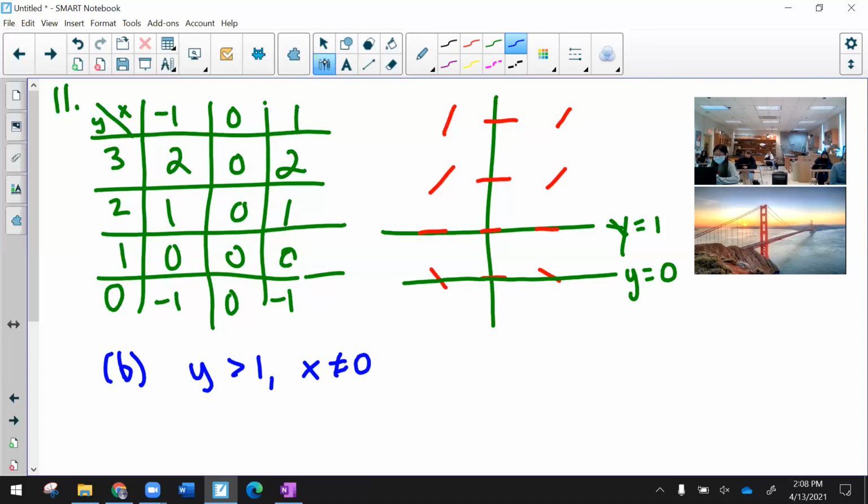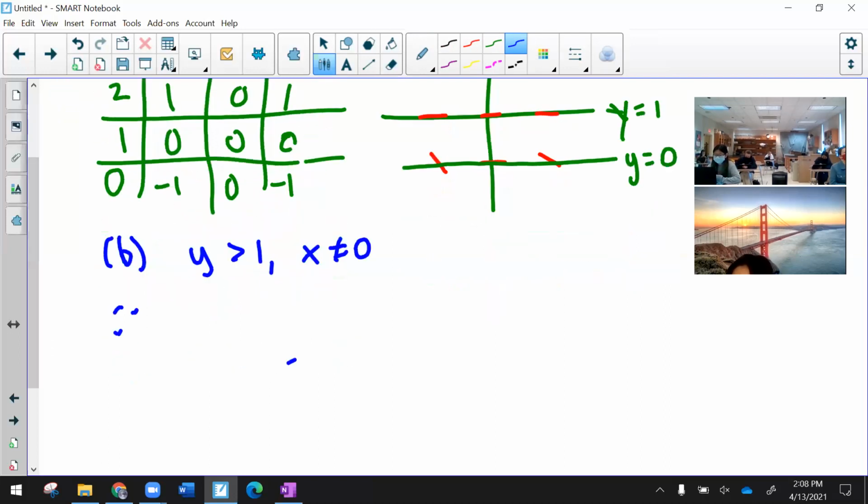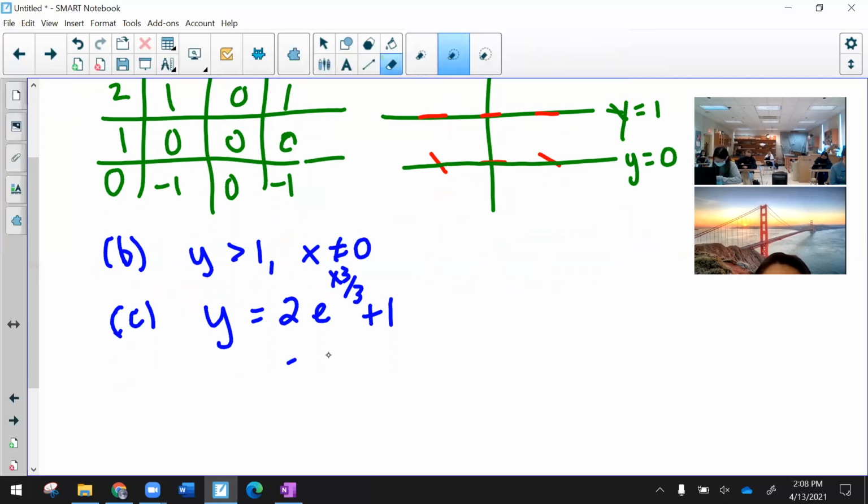And part C is to find the solution to the differential equation that goes through a specific point. So y is equal to 2 e to the x cubed over 3 plus 1. Questions on this? Dagny. Yeah.